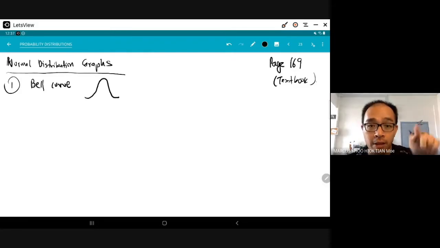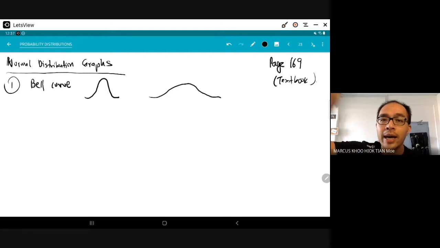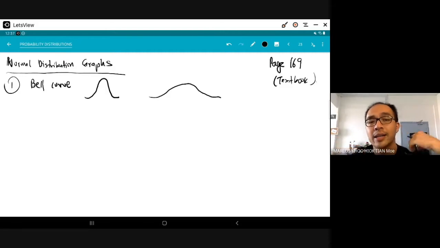Sometimes the bell curve can be a very high bell, or sometimes it can be a very low and spread out bell. It's rare to have high and spread out. Usually it's high and thin or low and fat. Usually that's the case.